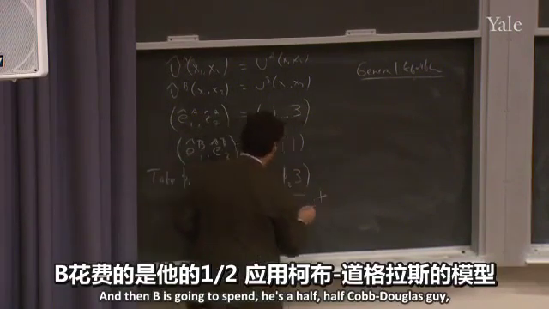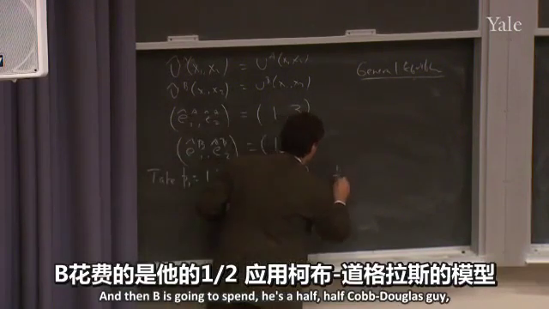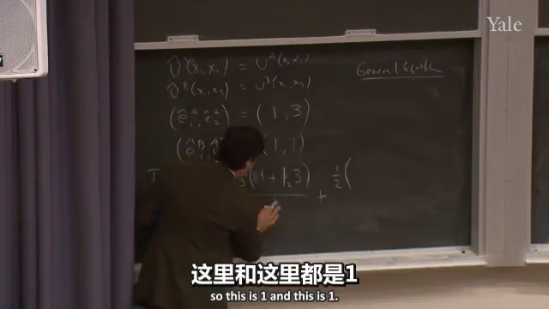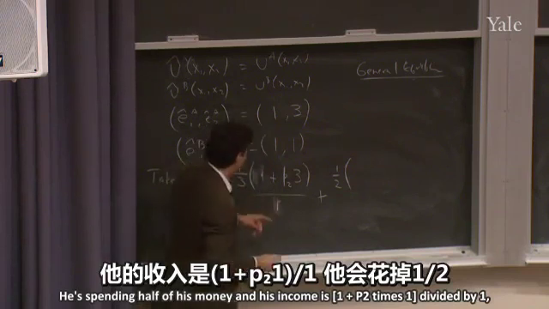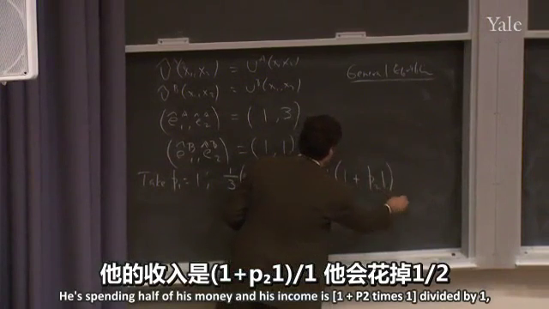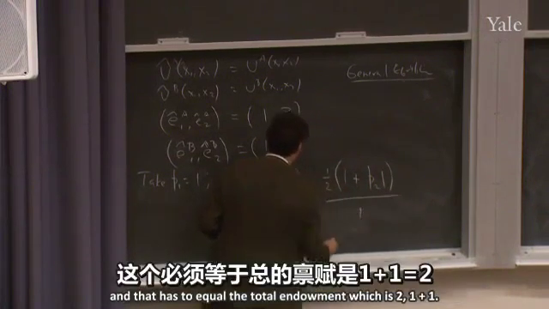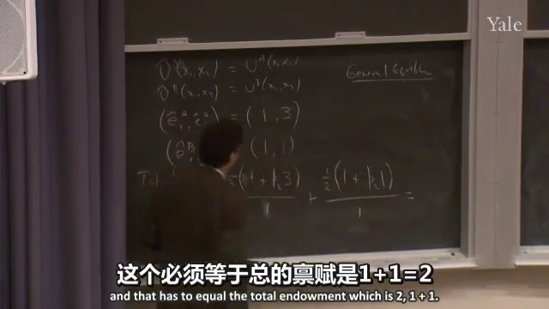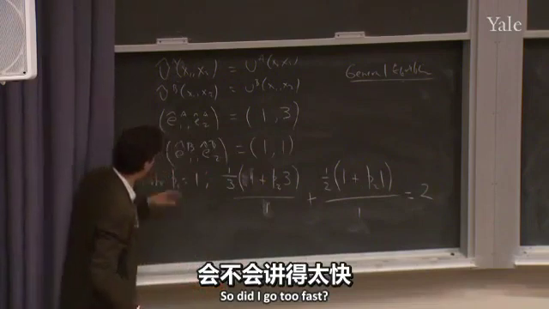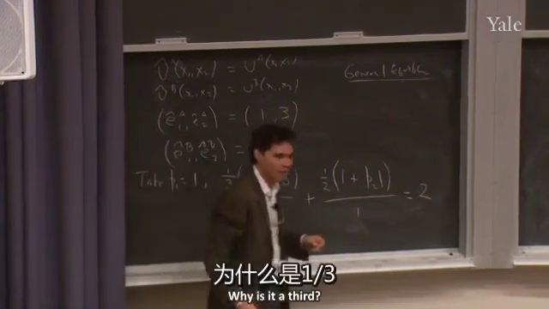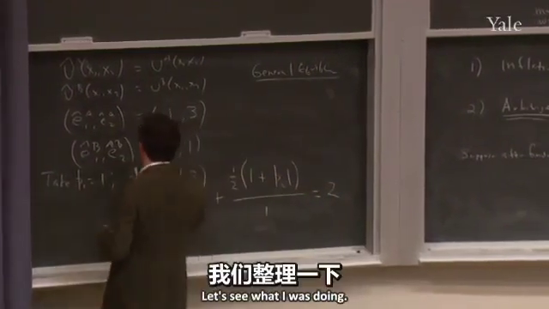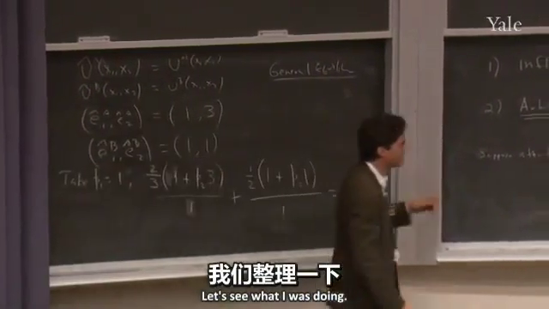And then B is going to spend, he's a half-half Cobb-Douglas guy. So he's spending half of his money, and his income is 1 plus P2 times 1, divided by 1. Okay, and that has to equal the total endowment, which is 2, 1 plus 1. So did I go too fast? Yes. Well, it's probably wrong. So let's try it again. Maybe it's 2/3.